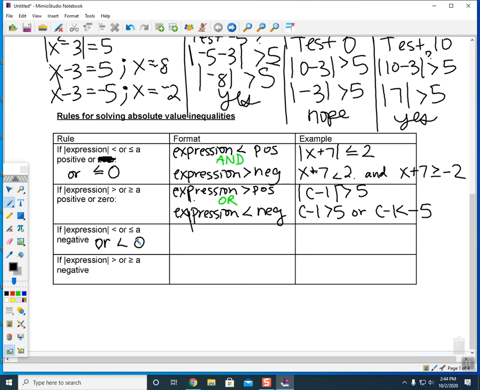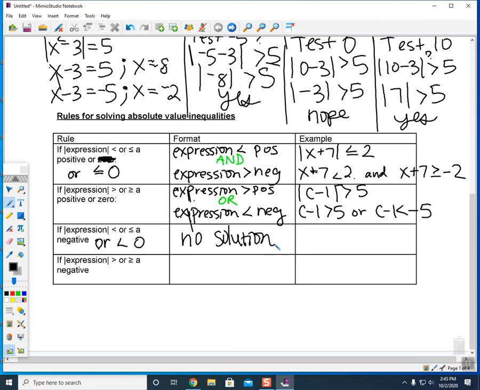The same thing happens with 0, right? If something is less than 0, that means, number one, I'm not including 0 in that solution set. And so if something is less than 0, it's going to be a negative number. And so the absolute value of something can never be a negative number. So if I have something that says the absolute value of an expression is less than or equal to a negative number, I just have no solution. That's it. These are awesome because you don't even have to do math.